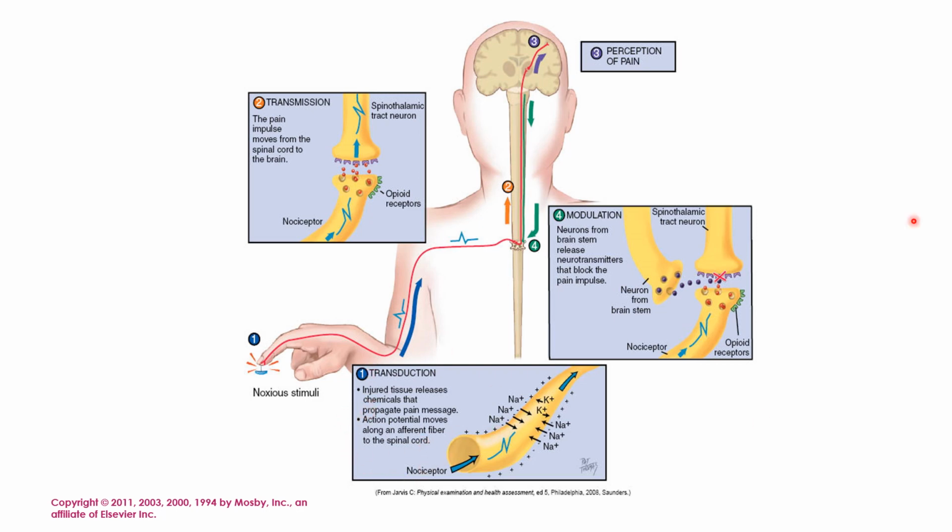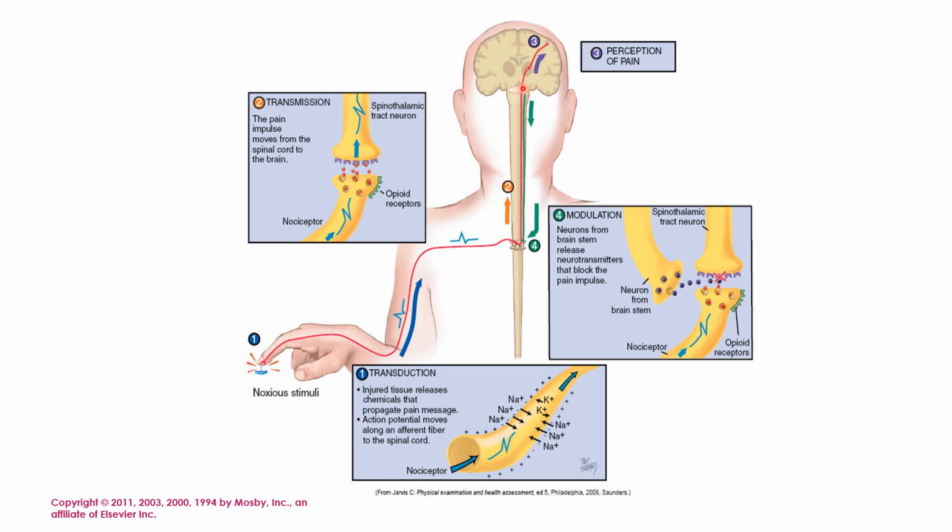And there are four processes that are involved in the pain pathway. We have the transduction, the transmission, the perception of the brain, and the modulation. Under the transduction, the injured tissue will release chemicals that propagate pain message. After that, the pain impulse will be transmitted from the spinal cord to the brain, and the pain will be perceived by the brain.